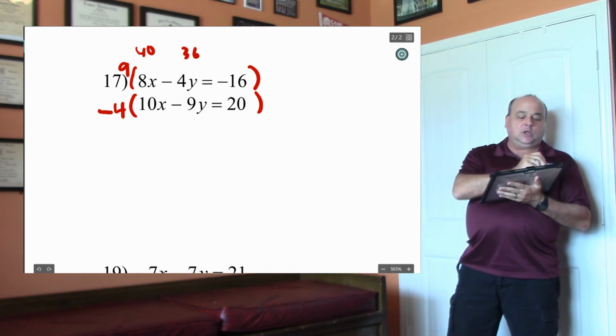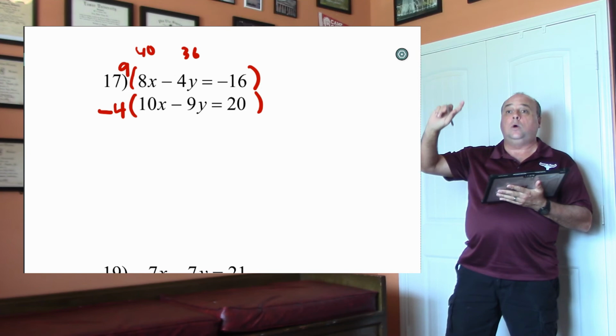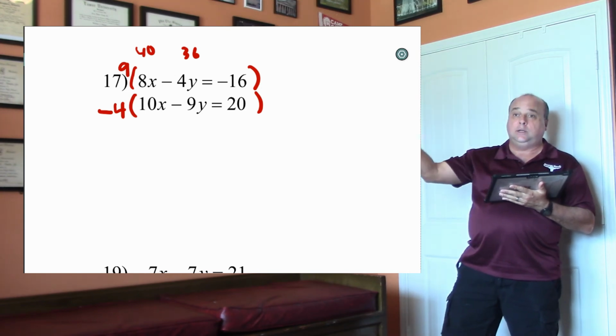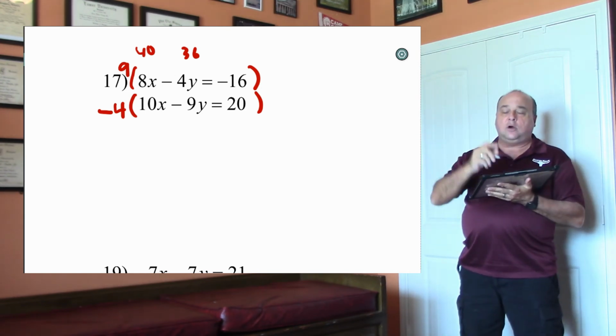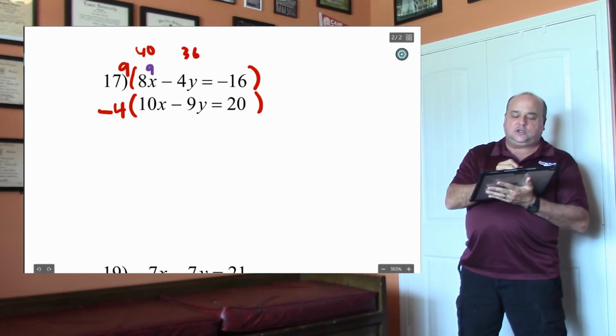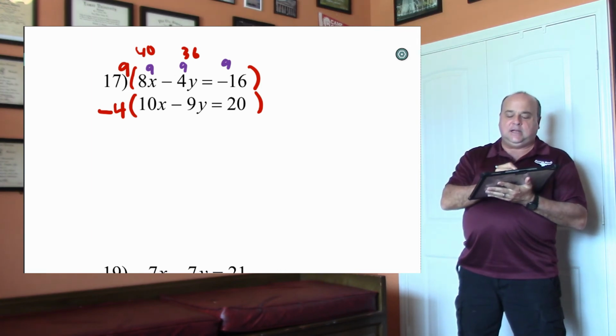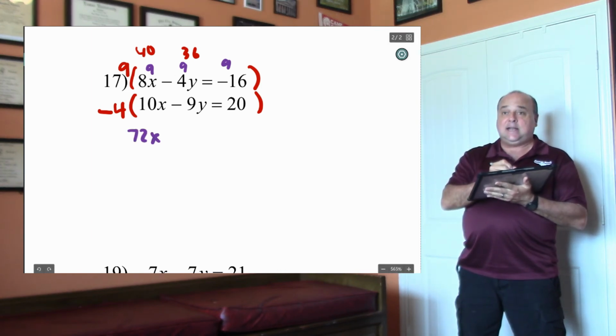Okay, so when I multiply by 9 and 4, I'm going to make one y a negative 36y and one y plus 36y. They will eliminate. Now they go straight across, and we're going to bluebell truck the 9, and then I'm going to multiply. 9 times 8 is 72x. 9 times negative 4 is negative 36y.